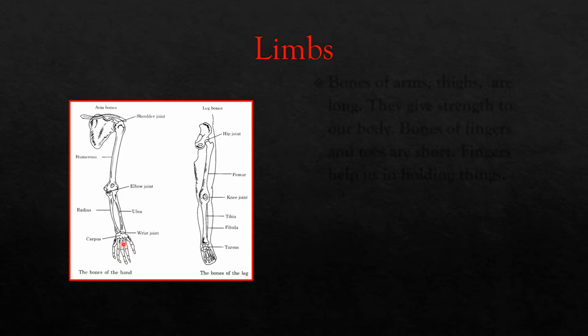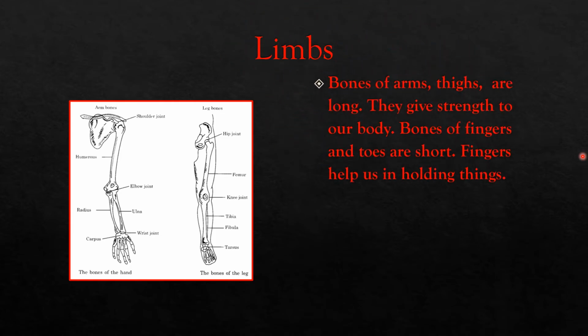They help in holding things and writing. So they are also very important. Bones of arms and thighs are long. Here you can see arms. And this is the thigh bone, children. This is the longest bone, the femur. And this is the hip joint. And here is the shoulder joint.